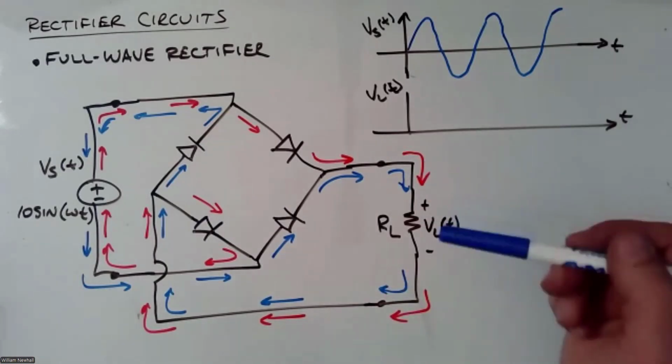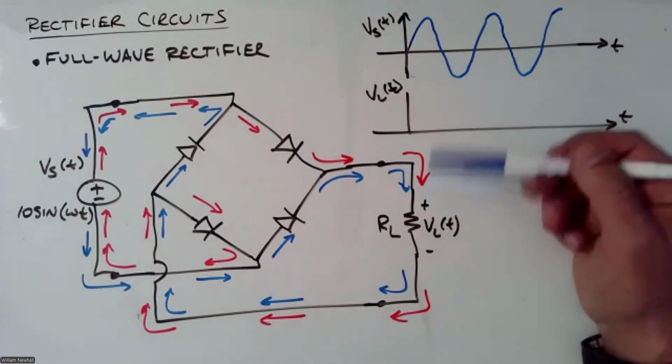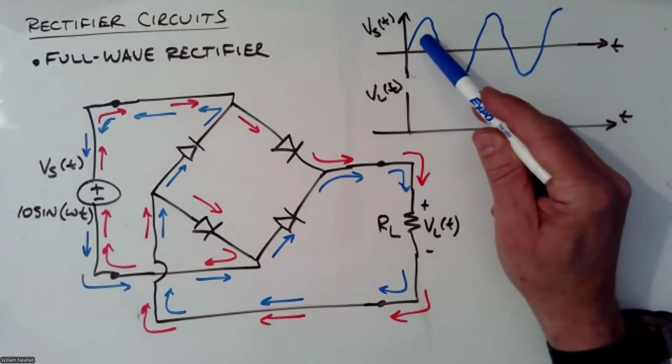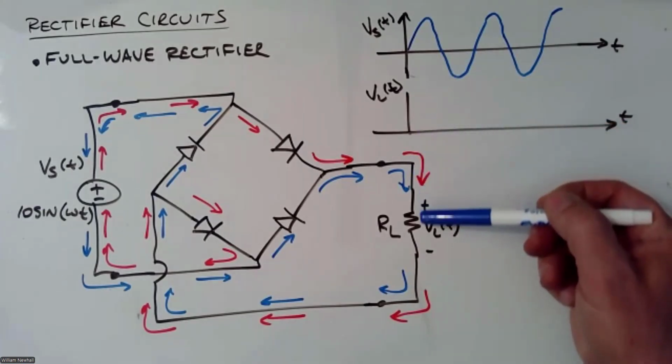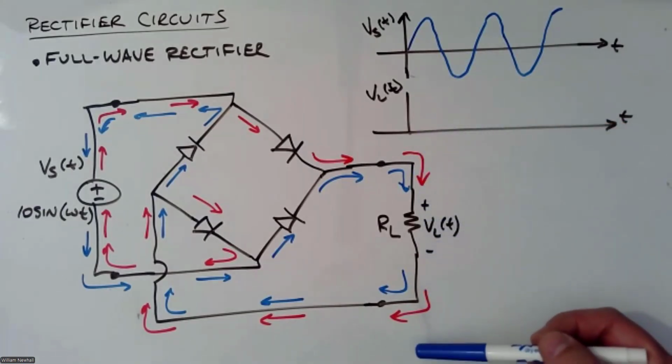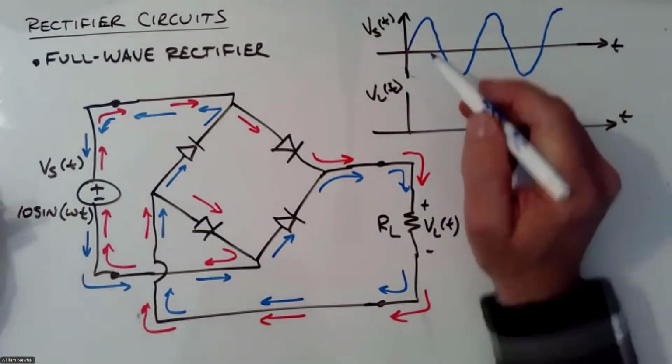Okay, so the big thing to notice here is that positive charge flow current, in both cases, whether the half cycle is positive or the half cycle is negative, flows down through this resistor. And so what that looks like on this plot is this.